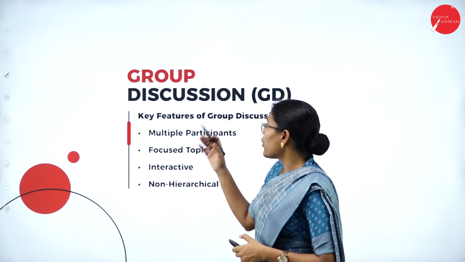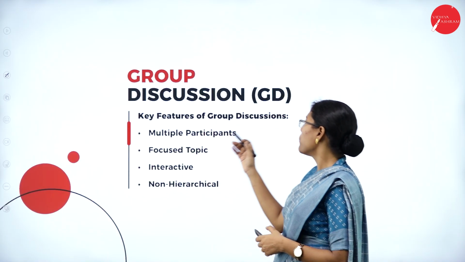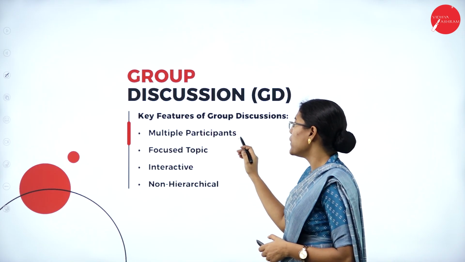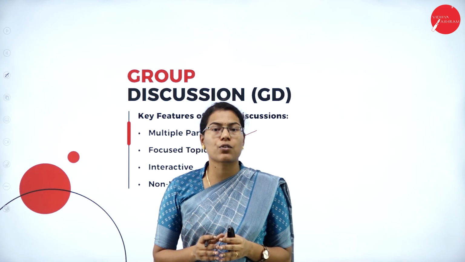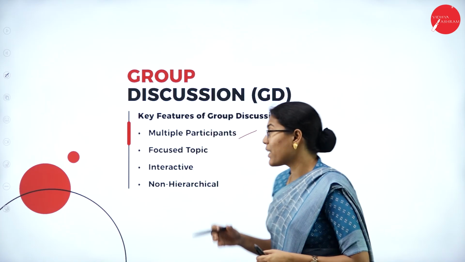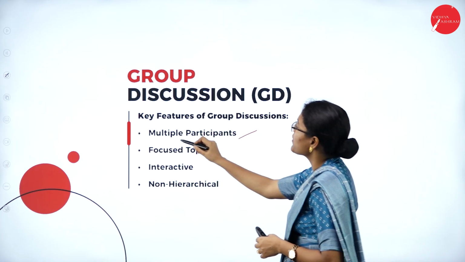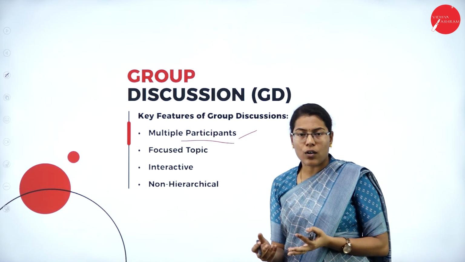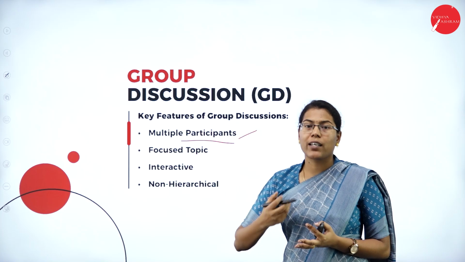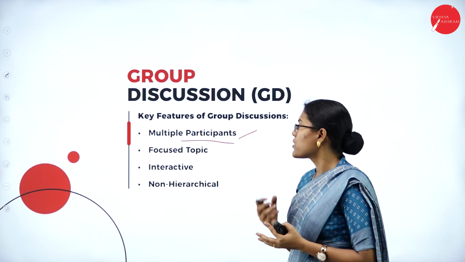Moving on. Some of the key features of group discussion include multiple participants. That means here it's all about a group. A group consists of two or more people. So it consists of multiple participants who discuss a single topic or a single concept, or they present their own views and opinions on a specific topic.